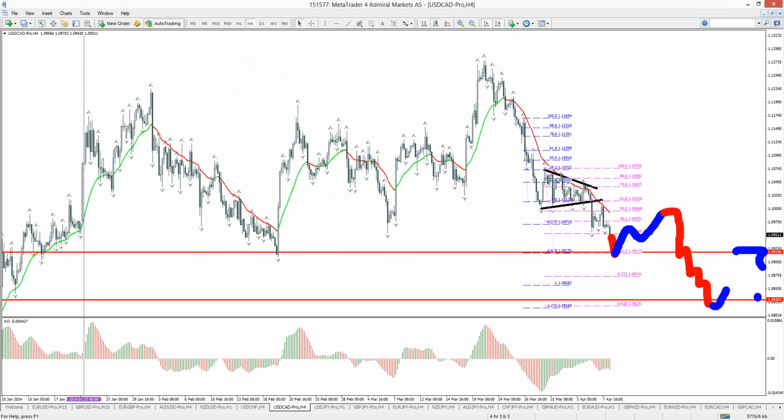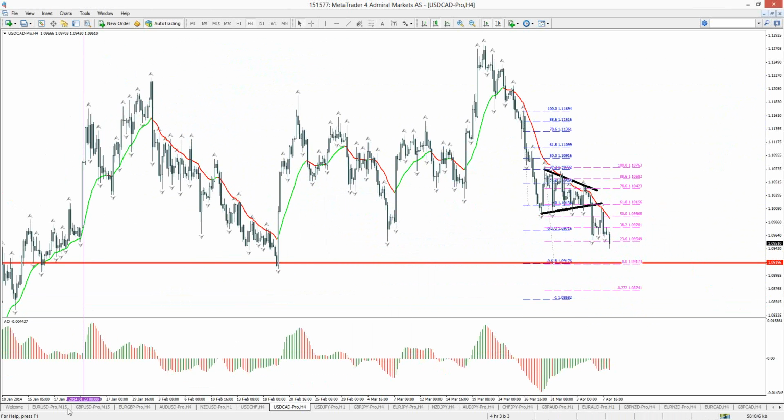Now, which fib it will be is difficult. That's why waiting for some candlestick pattern confirmations at one of these fibs is good, because it could be any of those. So that's the dollar CAD.